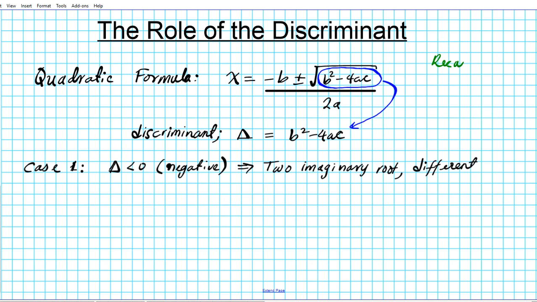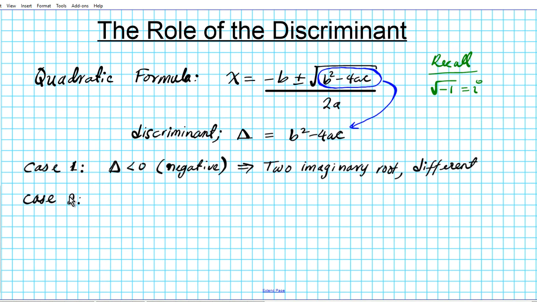Recall what happens when you take the square root of negative 1. The square root of negative 1 is i, an imaginary number, so the square root of any negative number will have that i component attached to it. Now let's take a look at the second case.